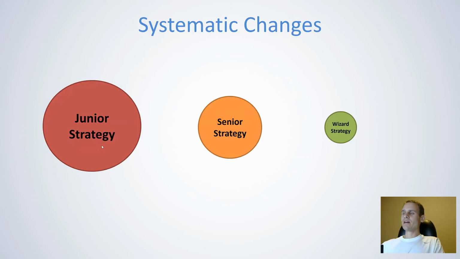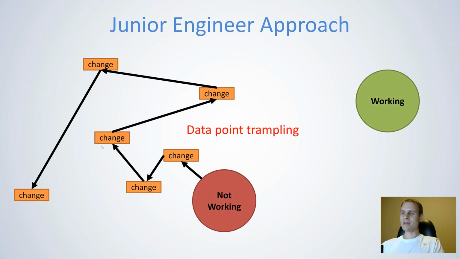The third piece for troubleshooting fundamentals is systematic changes. And I've got this diagram here. It shows that a junior strategy for solving a problem is a lot of work versus a senior or even a wizard, whose process for troubleshooting is so efficient that it doesn't take much work for them to identify the problem and fix the issue. So let's talk about these systematic, or lack thereof, changes.